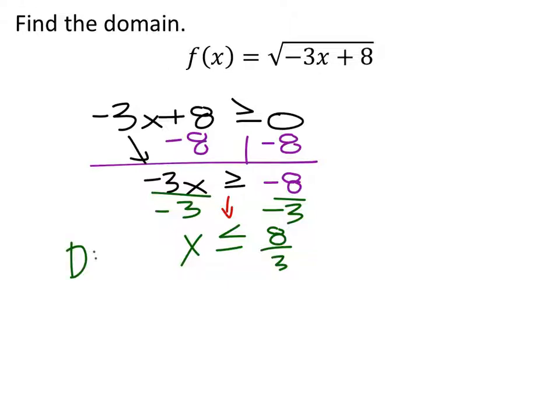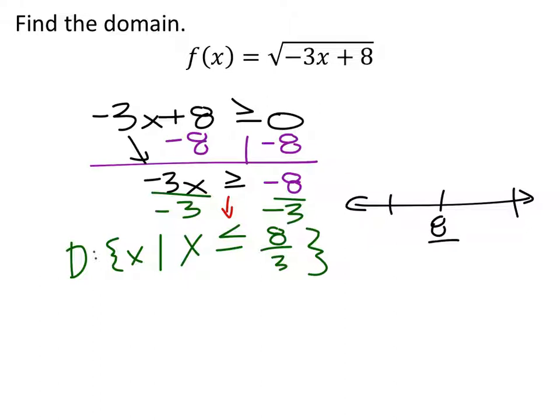All right, we can put it in set builder notation, something like that. That's the inequality as an interval, because sometimes it will ask for the interval, right, at 8/3. This would be a closed circle, since it includes the 8/3. It goes to the left, meaning it goes all the way to negative infinity and stops at 8/3, which is included, so it's a bracket.